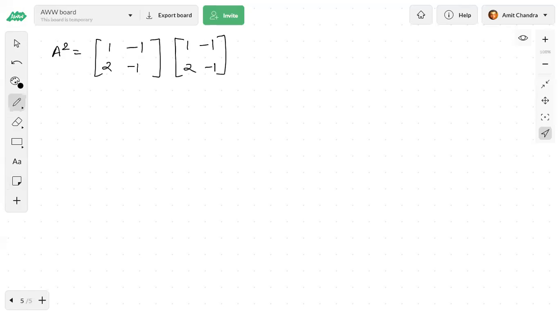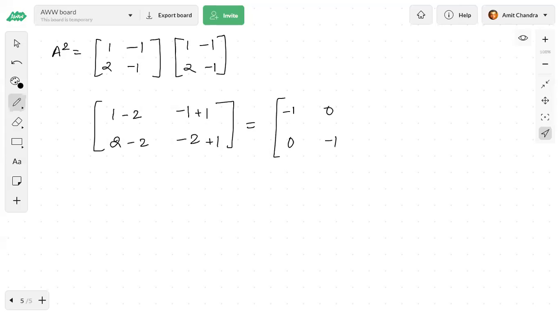If I simply multiply, this will become 1 into 1 plus minus 1 into 2 for the first entry, then 1 into minus 1 plus minus 1 into minus 2, which is plus 1 minus 1. So A square is simply nothing but [-1, 0; 0, -1].